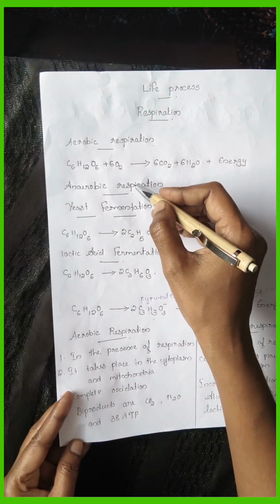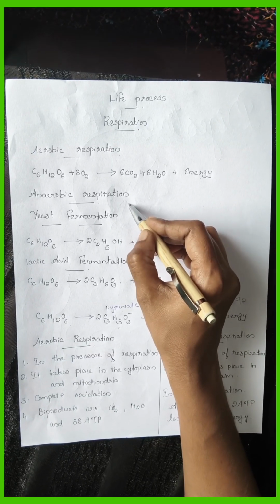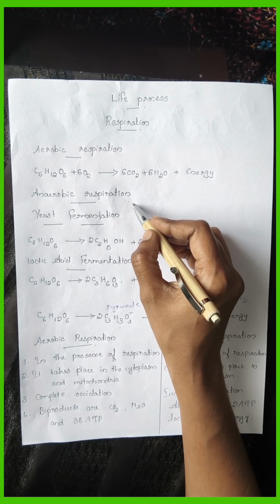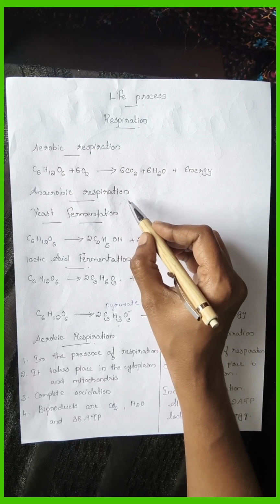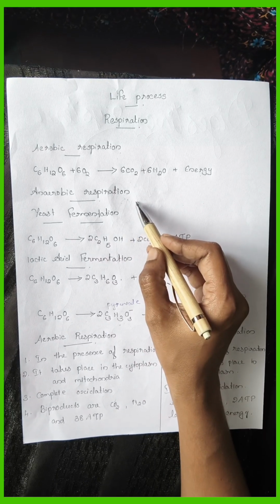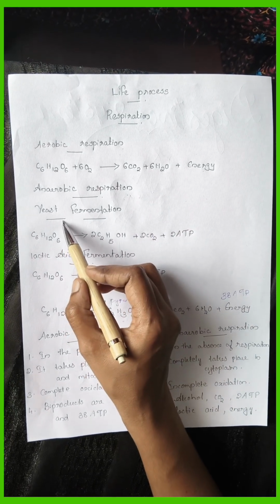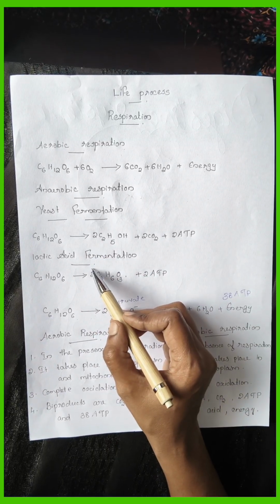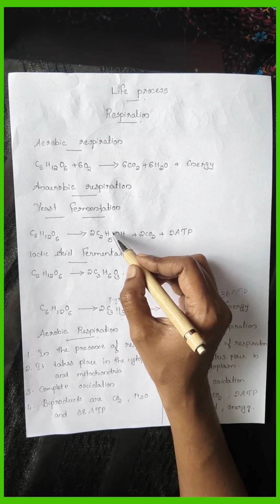Next we are going to study anaerobic respiration. Anaerobic respiration takes place in the absence of oxygen. It takes place in the cytoplasm in the absence of oxygen. There are two types of anaerobic respiration that we are going to study here: one is yeast fermentation, and another is lactic acid fermentation.